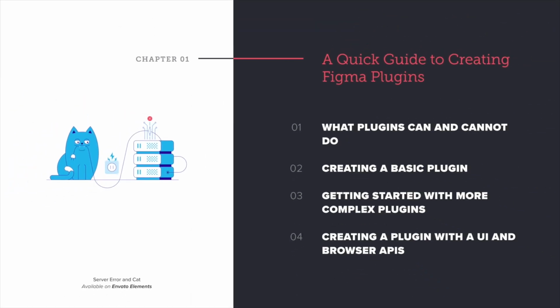In terms of course structure, we'll begin by learning what Figma plugins can and cannot do, and then we'll follow up with a basic example. In the final two lessons, we'll get to the more tricky bits and bobs, and we'll learn how to set up a work environment for writing and testing plugins, and then we'll create the color tint generator you saw earlier.